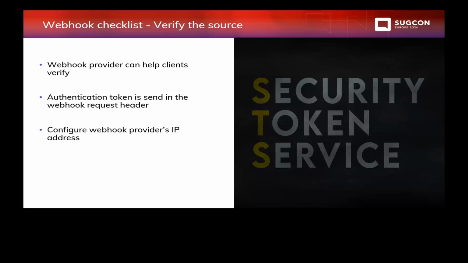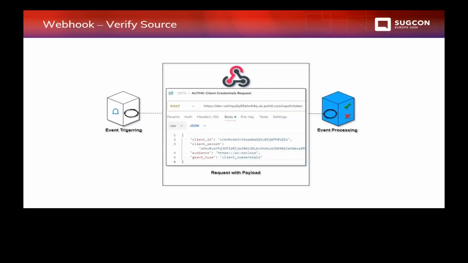So before the webhook URL is called, it goes to the authority URL with some client ID, client secret, and some details, and it gets the authentication token, where the client can then verify whether that request is genuine or not. The other way we can do this is to configure the webhook provider's IP address. This way we can secure or verify the source.